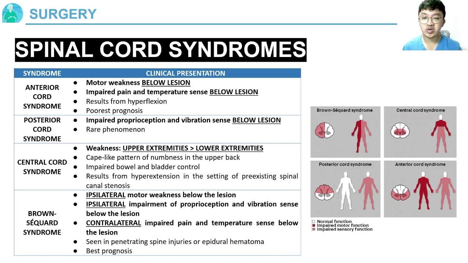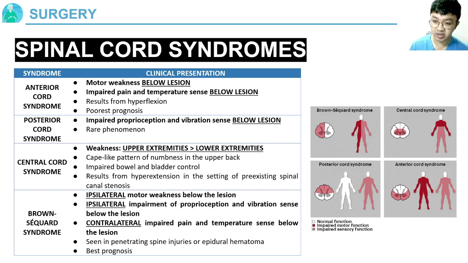For anterior cord, you usually deal with more sensory motor weakness below the lesion, and impaired pain and temperature sense below the lesion. For posterior cord, this involves your proprioception and vibration sense below the lesion.